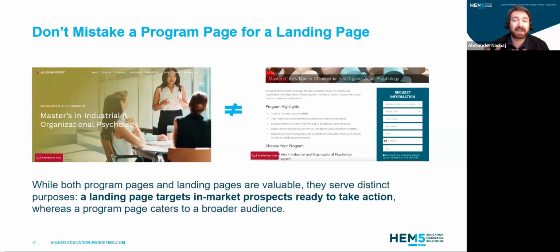And we want to make your landing pages clear and pointed towards that action, which in most cases is the RFI form to become a lead. On your program page, you'll still probably have an RFI form, but it might not be as optimized for that, just based on the different stage of these different students.